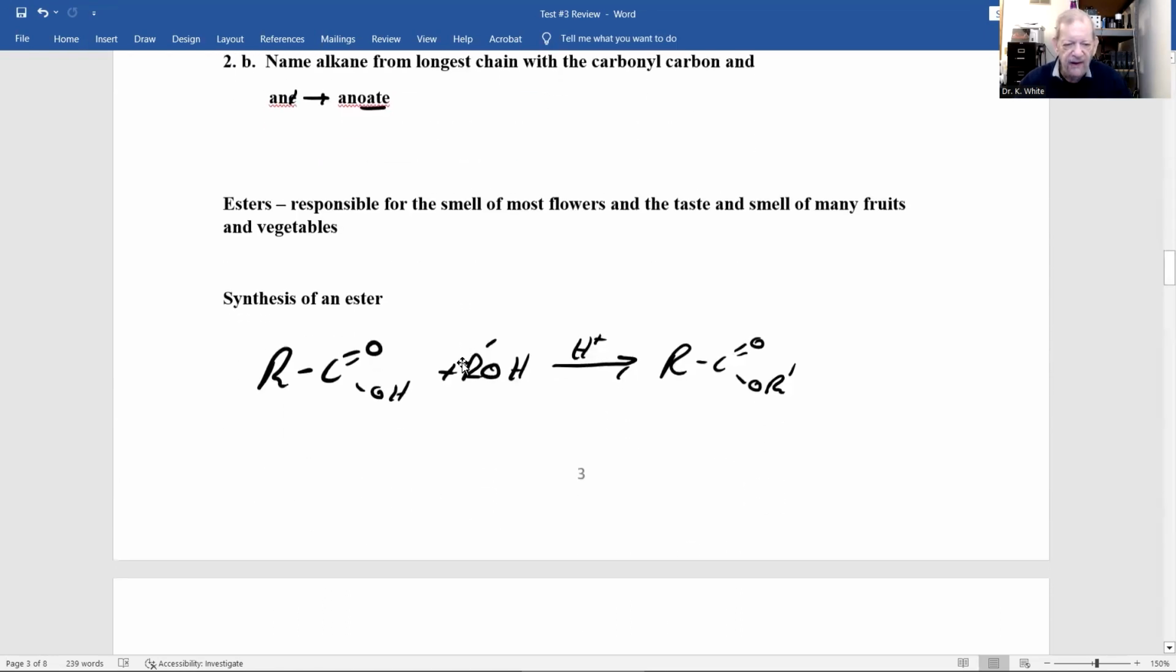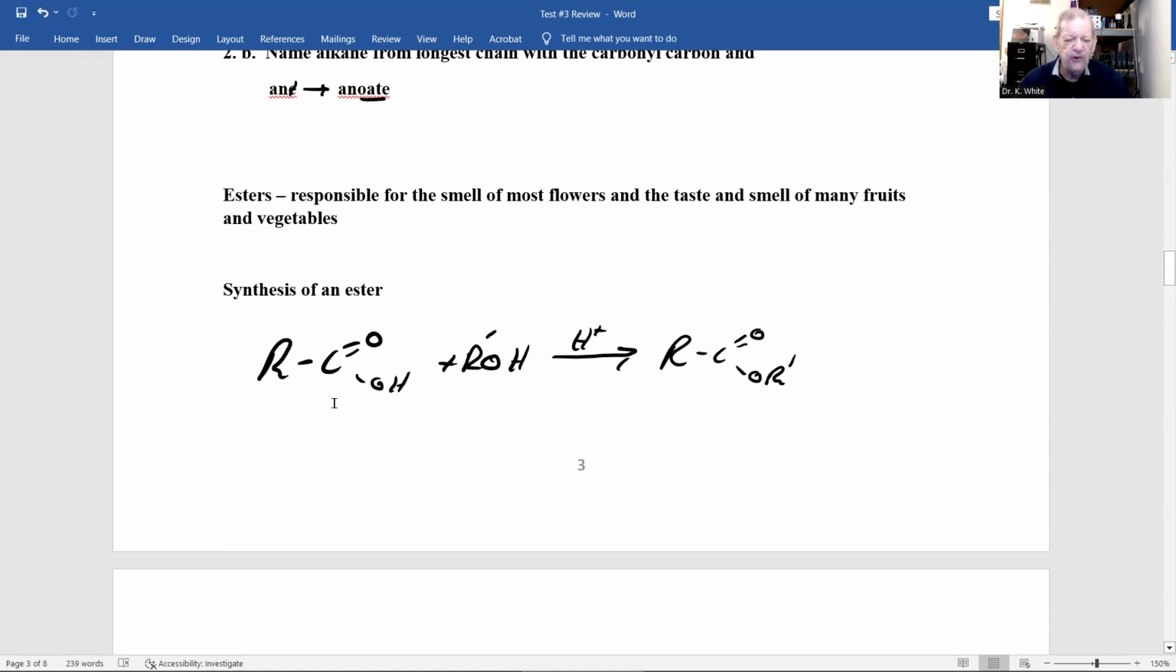Excuse me. Now, how do you make an ester? You react the carboxylic acid with an alcohol in the presence of acid, H plus, like sulfuric acid, H2SO4, and you form an ester. Now, on the OR prime, this oxygen is bonded to the carbon in R prime that had the hydroxyl group. Again, in the ester, the OR prime, the oxygen is bonded to the carbon in R prime here that had the hydroxyl group in the alcohol.